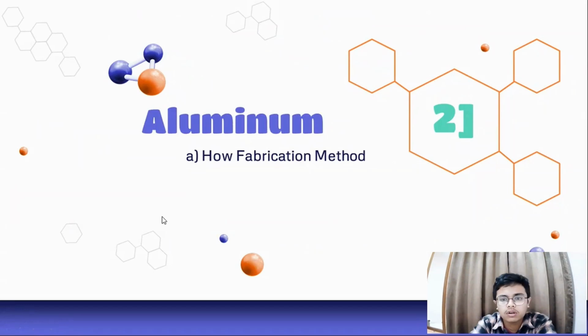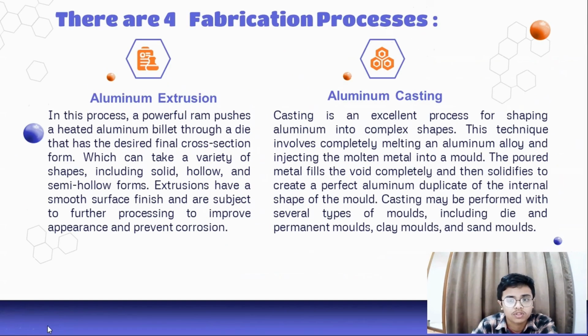And then the second is aluminium. The fabrication method. Likewise with stainless steel, for aluminium too we will pay attention to the fabrication and application process. There are 4 fabrication processes for aluminium. First, aluminium extrusion. In this process, a powerful ram pushes a heated aluminium billet through a die to form the final cross-section, which can take a variety of shapes, including solid, hollow, and semi-hollow forms. Extrusions have a smooth surface finish and are subject to further processing to improve appearance and prevent corrosion.